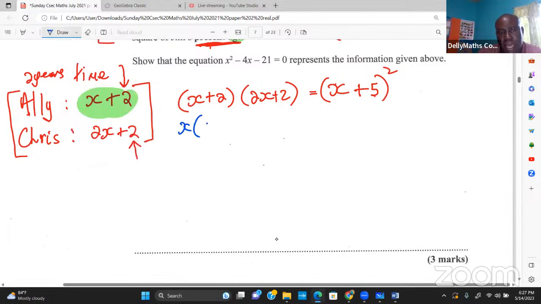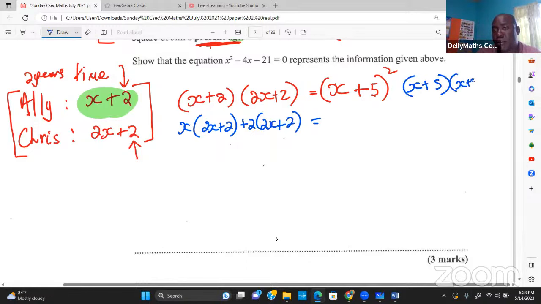So I'm going to have x times 2x plus 2. Then I'm going to have positive 2 times 2x plus 2. And that is going to equal the square of x plus 5. Depending on who you are, if you know how to square a binomial, fine. If you don't know how to square it, remember what this means: x plus 5 times x plus 5. There's a short way of doing it, but I'm not showing you that now, so I'm just going to do it the regular way. So it's going to be x times x plus 5, then plus 5 times x plus 5. So you're squaring it right there.